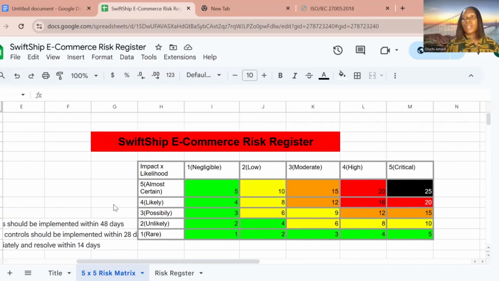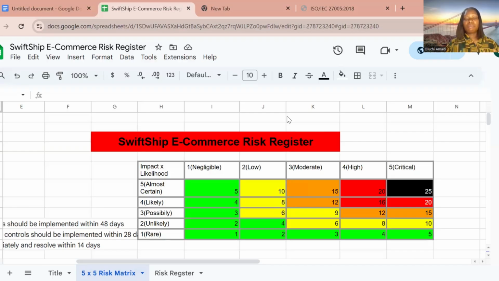We normally present these things with colors. If the risk is critical, we present it with black. If it's 4, you can use orange. If it's 5, you use red. Then if it's 3, use orange. If it's 2, use yellow. If it's 1, use green.